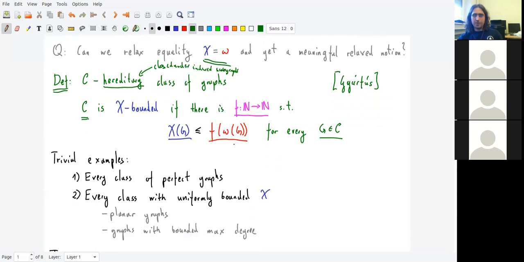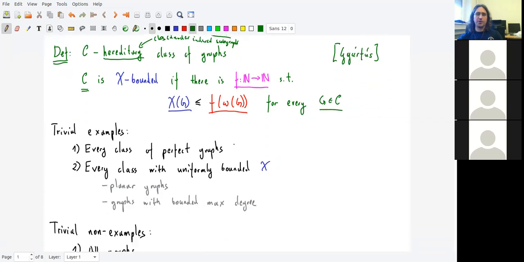Good. So let's see some trivial examples and trivial non-examples of this concept. Once we get over them, we will see some non-trivial examples and some ideas of how you prove that some class of graphs is chi-bounded. So let's see some trivial examples. Clearly every class of perfect graphs is chi-bounded, right? Because you always have equality between chi and omega, so the chi-bounding function can be the identity function.